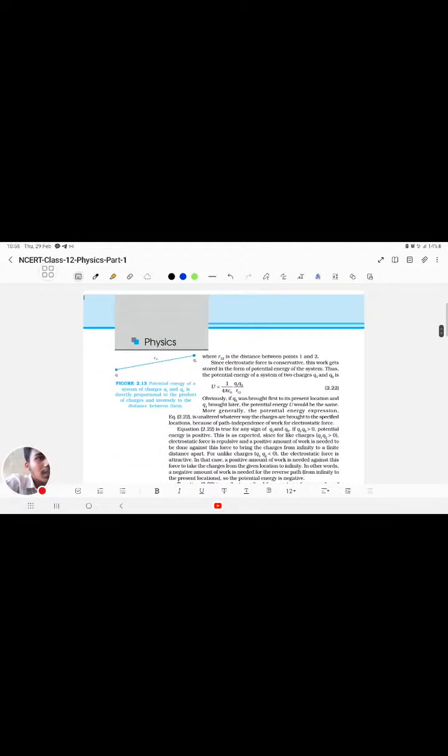Now since the electrostatic force is conservative, this work is stored in the form of potential energy. So whatever work I'm doing, Q into V, that is actually stored in terms of potential energy in that particular field. So I'm obtaining the potential energy of a system of two charges Q1 and Q2 as equal to KQ1 Q2 by R12. Obviously if Q2 was brought first to its present location and Q1 brought later, the potential energy U would be the same. Yeah, it is not dependent upon the amount of time that we have taken. So more generally, the potential energy expression, equation 2.22, is unaltered whatever the order in which the charges are brought to the specified locations.